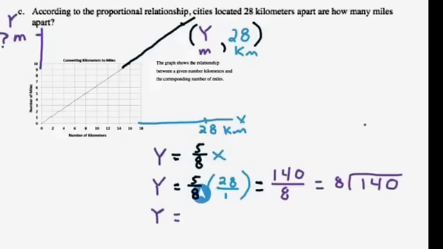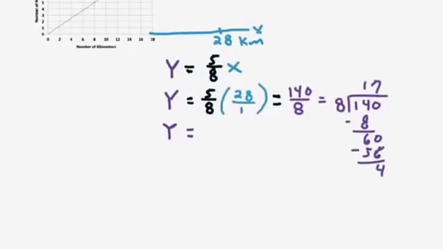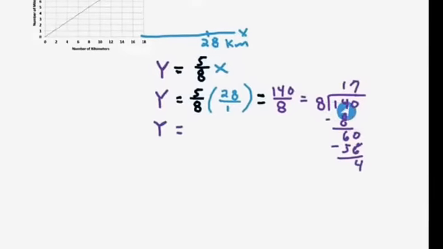So when we multiply 5/8 times 28, we arrive at 140 eighths, and I can simplify my answer by dividing 8 into 140. So after dividing 8 into 140, I arrive at 17 miles, and I have a remainder of 4. So what can we do with this 4?